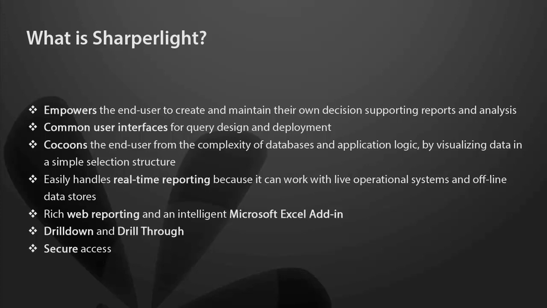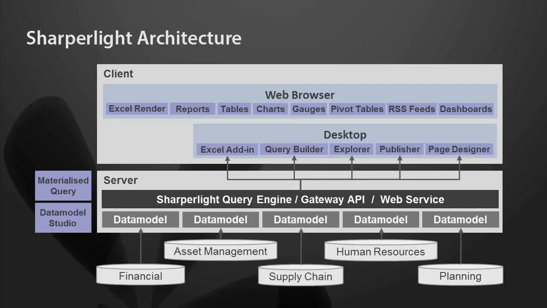The Sharperlight Excel add-in leverages the power of Microsoft Excel, but we are not reliant on Excel because we can just as easily publish content to our web interface. In simple terms, Sharperlight has a query engine and a web service that client presentation layers connect to. There is a common query language, and all the client interfaces use a data model to understand and interact with operational systems. Reusability of queries is an important benefit.